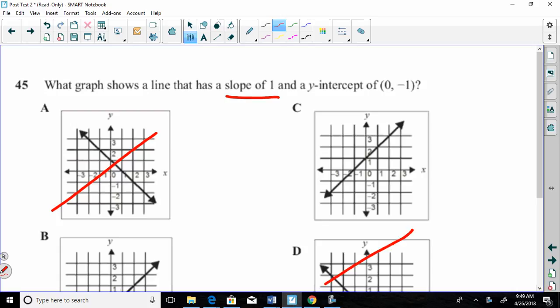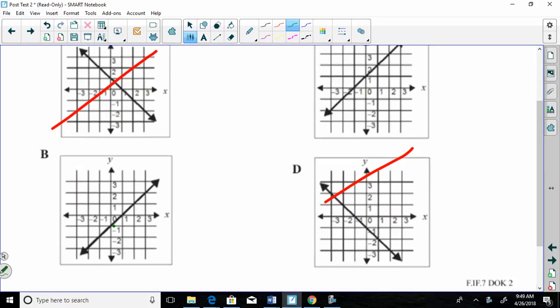And the y-intercept is -1, right? So which one starts at -1? B, right? See how this starts at -1, it goes up 1 over 1? B would be my answer.